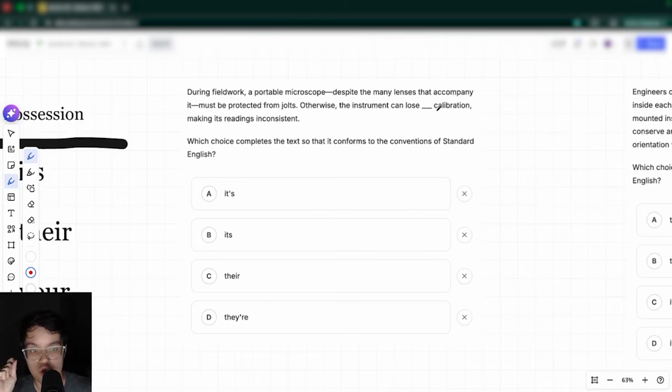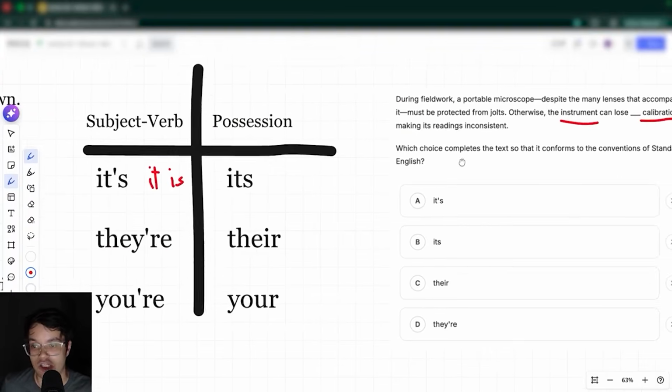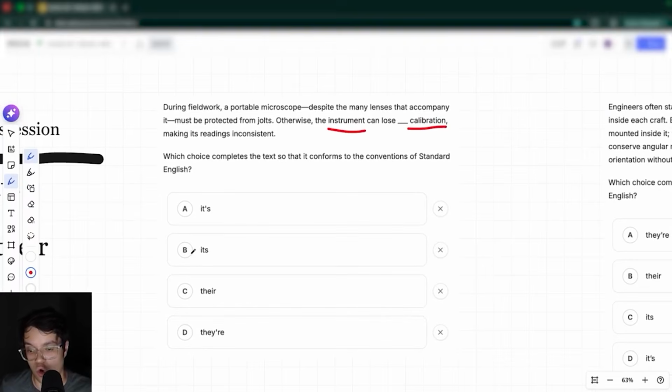Otherwise, the instrument can lose calibration, making its readings inconsistent. So the antecedent here is instrument. That would be a singular thing. It's just an object as well, so it doesn't have any gender. And so calibration, that's saying the instrument basically owns the calibration. It's the calibration of the instrument. So we have to use a possession thing, so it could work like its.